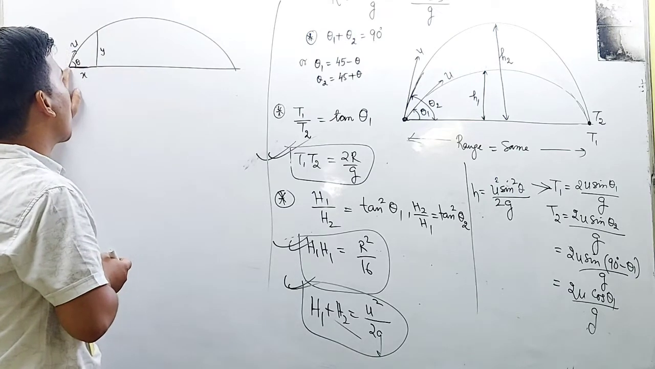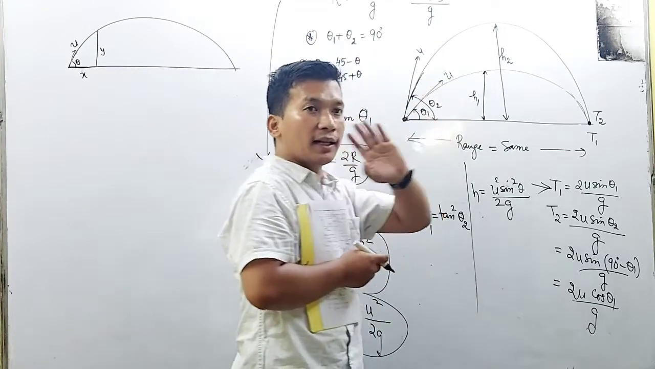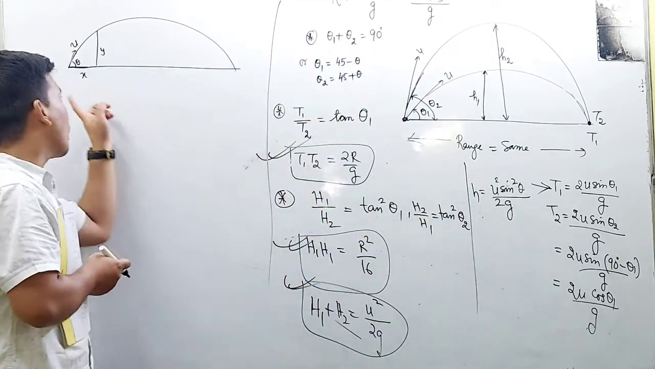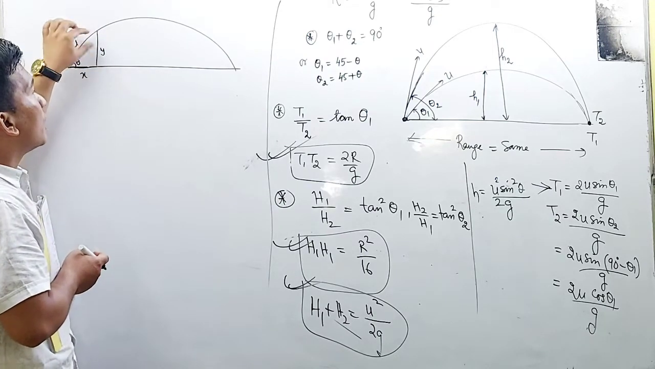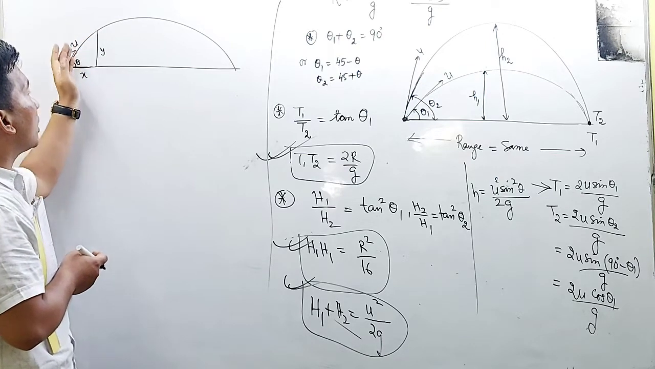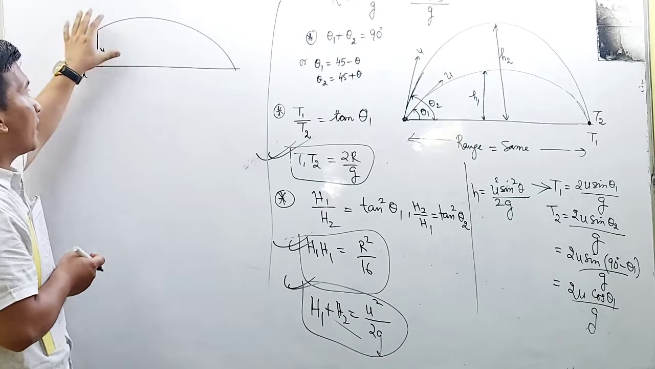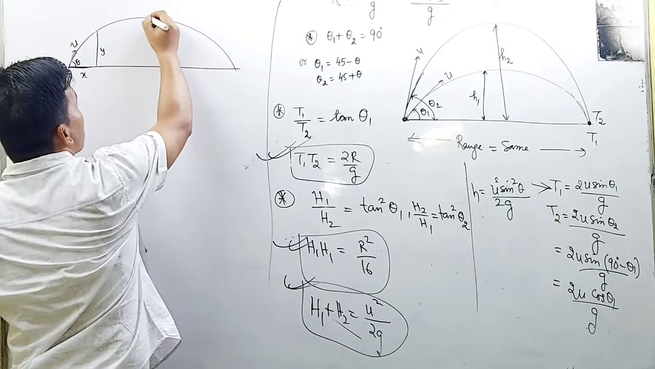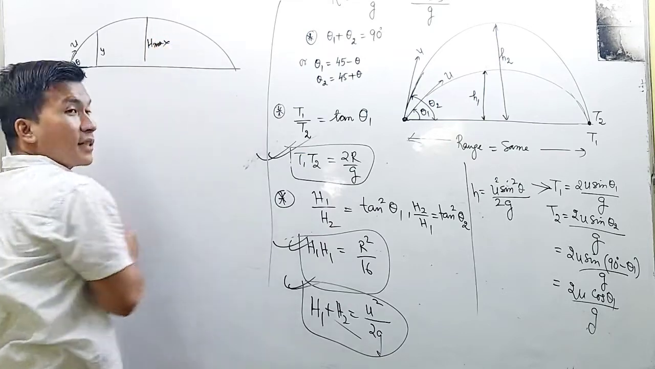The projectile reaches a maximum height, but when you throw this object it just passes the highest point of this building or highest point of this tree, and it reaches the maximum height. Do you understand?